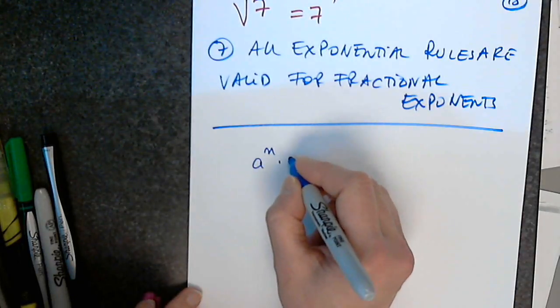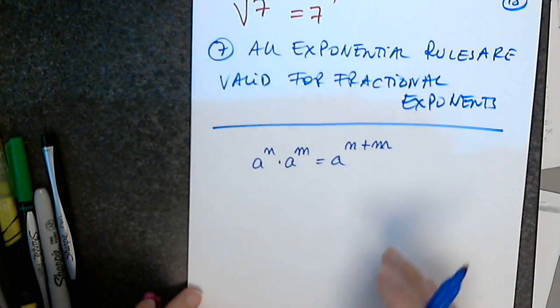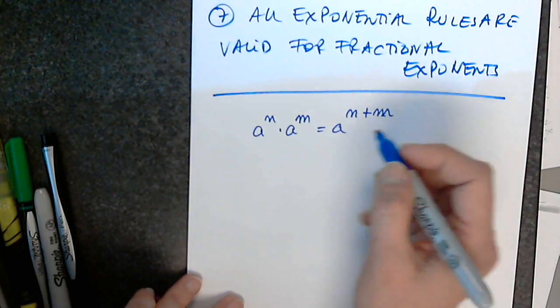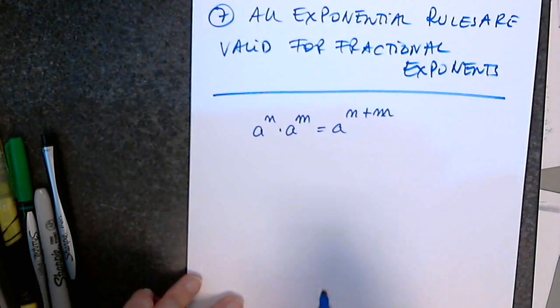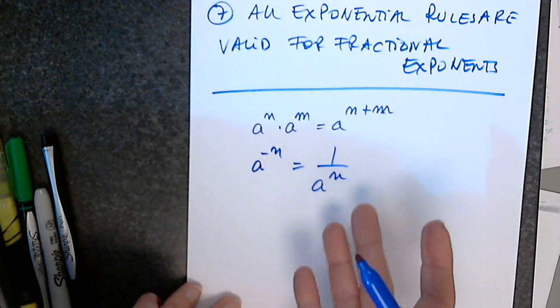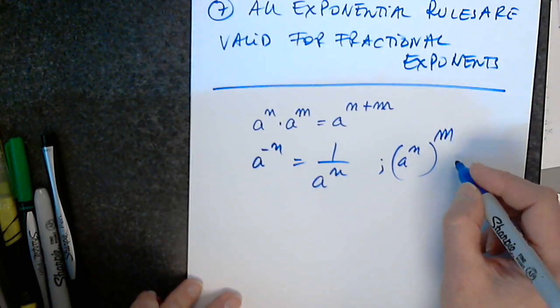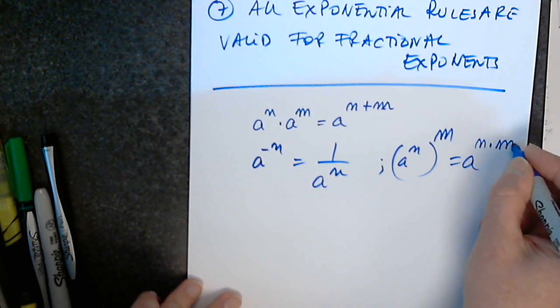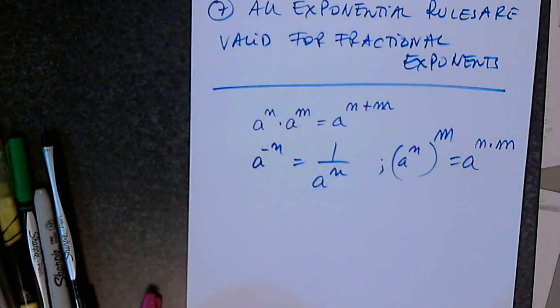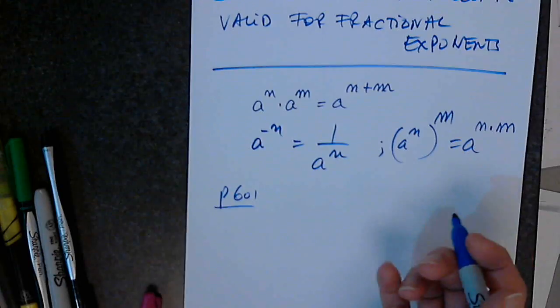A to the nth power times a to the mth power is a to the n plus m. If these are fractions, I use the same rule. A to the negative n is 1 over a to the nth power. If it's a fraction, I still use the same rule. A to the nth, everything to the mth power, is a to the n multiplied by m. So if these are fractions, the rules will be the same. No change there whatsoever. And all the rest are valid.